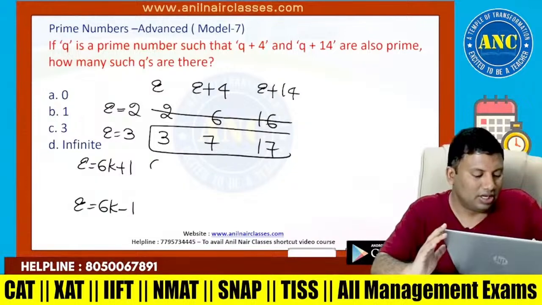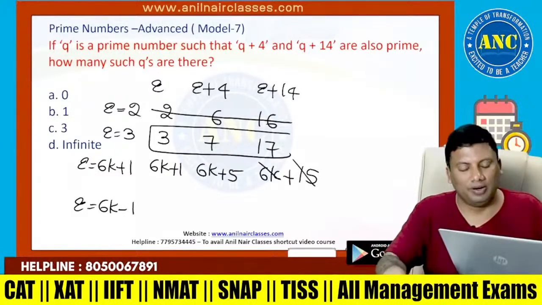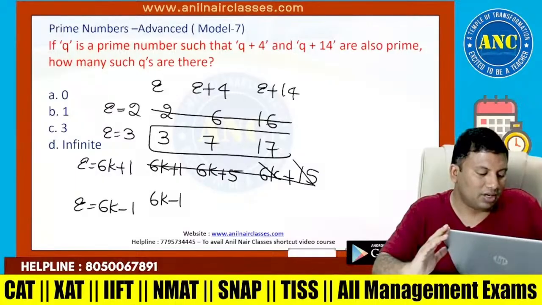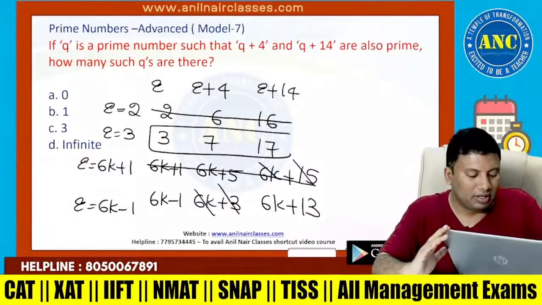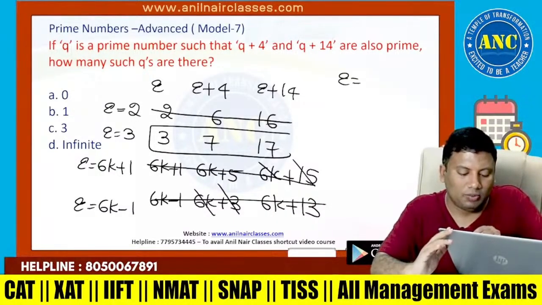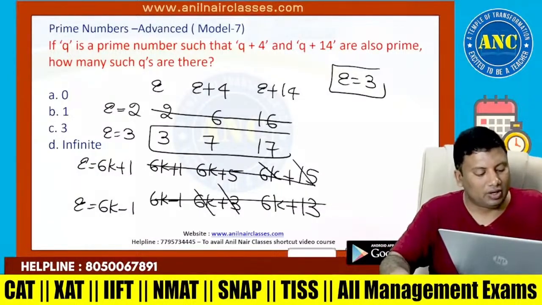So if you see these, 6k plus 1, 6k plus 5 and 6k plus 15, divisible by 3. This case is not possible. 6k minus 1, 6k plus 3 and 6k plus 13, divisible by 3. This case is not possible. So how many values can Q take? Only one value. Q equals 3.